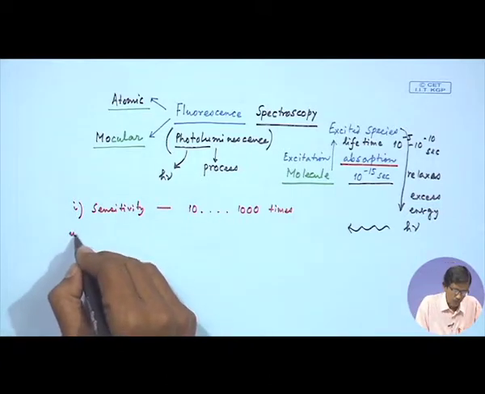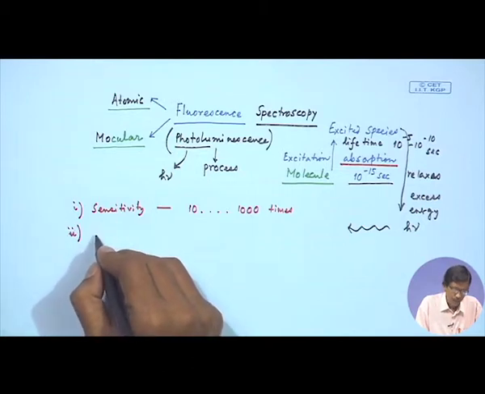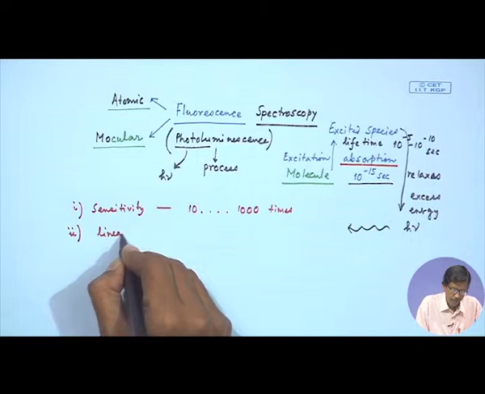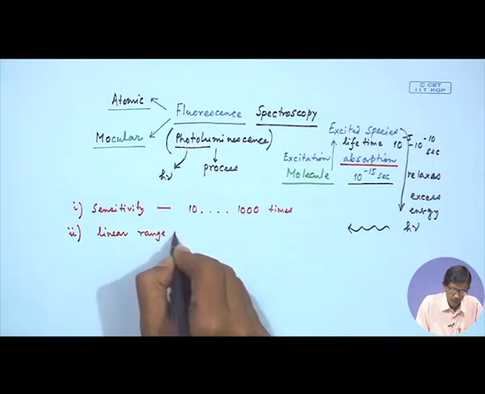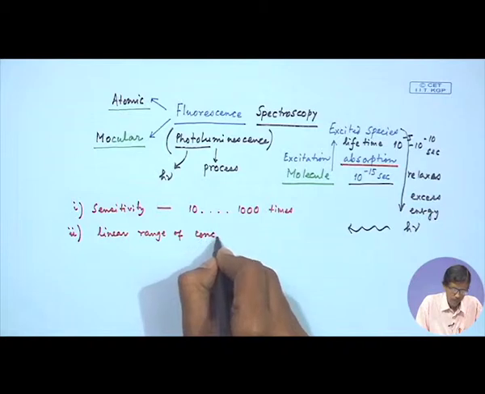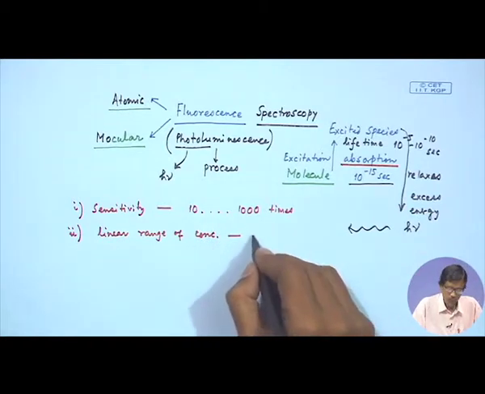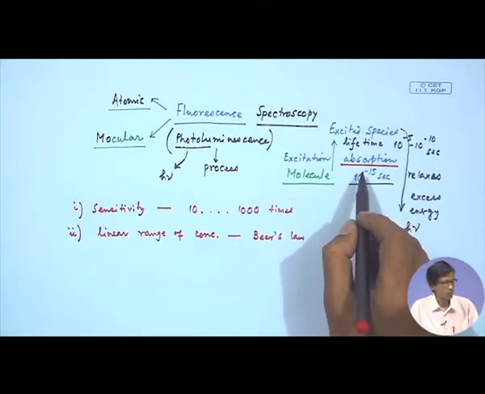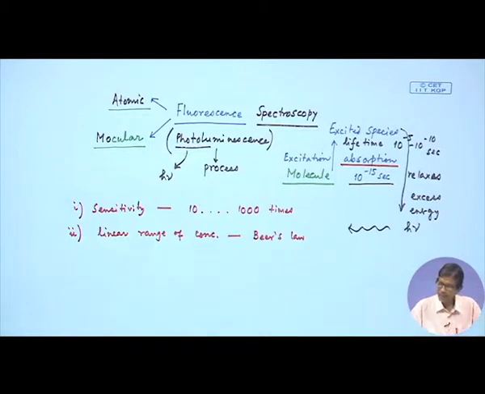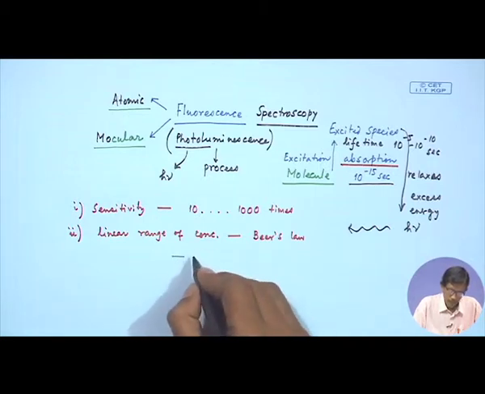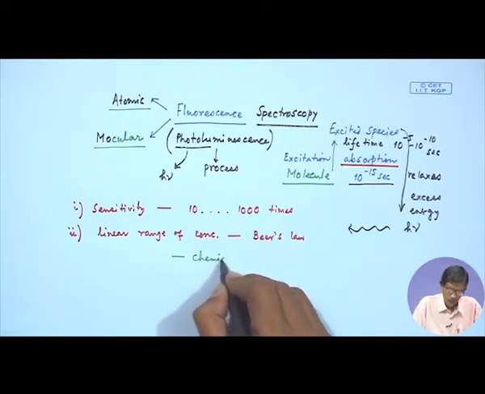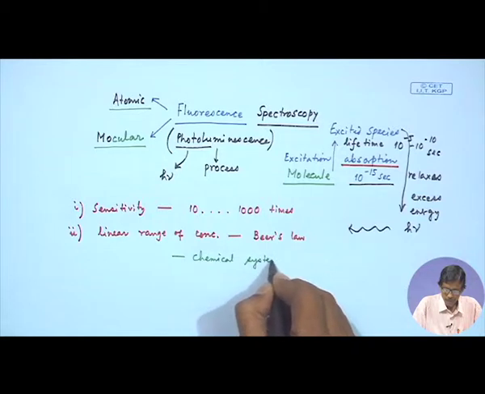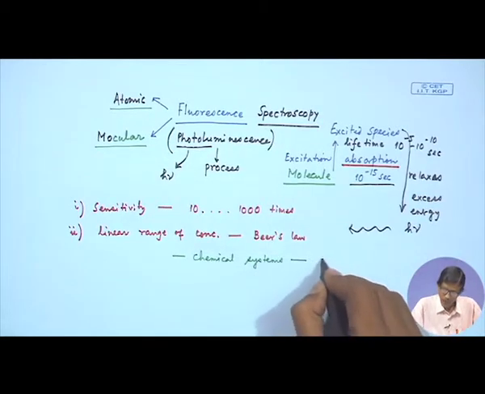It has another advantage, that it has a large linear range of concentration, where we can use Beer's law, compared to electronic absorption spectroscopy, where the range of linearity is not very high. But only a very limited number of chemical compounds or chemical systems will be available to show appreciable fluorescence.